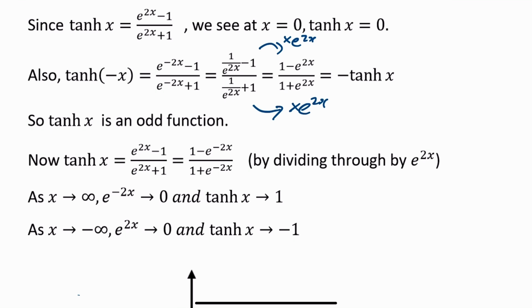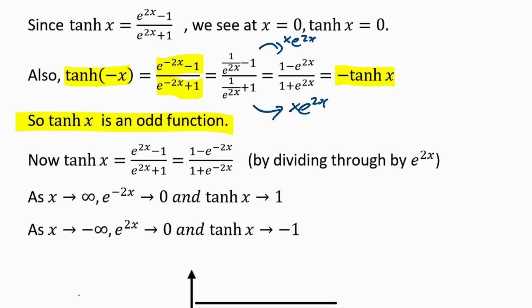So hyperbolic tan of minus x is e to the minus x minus 1 over e to the minus x plus 1. You could multiply those through by e to the 2x, and that gives you 1 minus e to the 2x over 1 plus e to the 2x, which is the same as minus hyperbolic tan of x. So hyperbolic tan of minus x is the same as minus hyperbolic tan of x, which tells you hyperbolic tan of x is an odd function. So again, it's going to have that rotational symmetry about the origin.